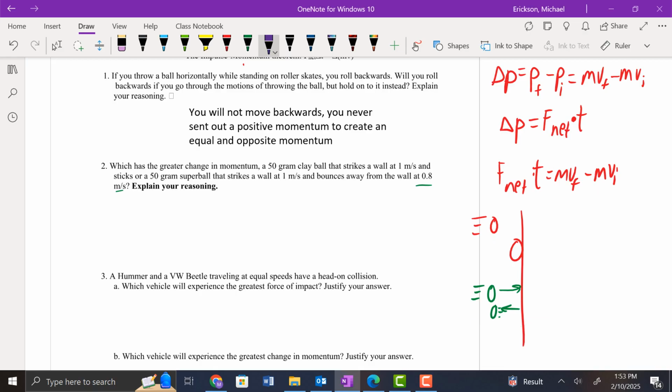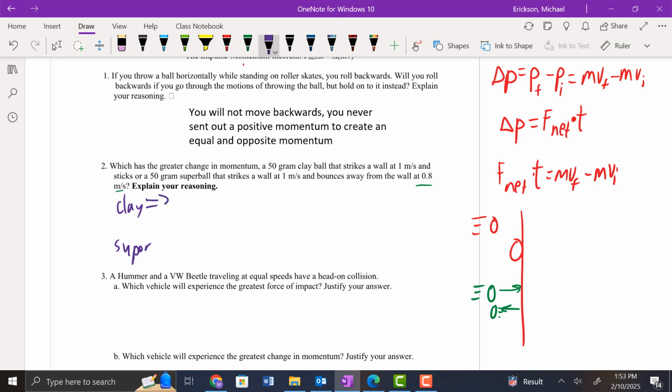All right, most people when I ask this question, they'll say the clay ball, and they'll say the clay ball is moving towards the wall. It hits the wall, it stops moving. So that has that much impulse done to it, enough to stop it, while the other object hits the wall and bounces back, so it still has some velocity. So shouldn't it not be as much as something that completely stopped? Well, let's try to work it out. So we have clay versus super ball.